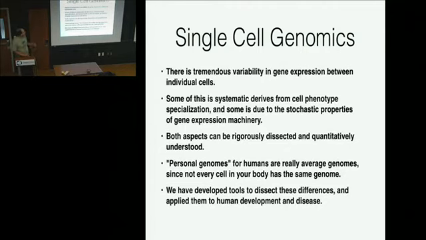And I'll give you a few examples in a couple of slides, but one of the very first things that one realizes is that there's an enormous amount of variability in gene expression between individual cells, even if they're nominally identical, if they're clonally related, and you're looking at boring genes. You see a huge amount of variation. Some of this is systematic variation, and it derives from the cell's fate choices, its phenotype, whether it's a heart cell or a lung cell. And some of it is statistical, due to the stochastic properties of the gene expression machinery. I'm going to talk about both of these aspects and try and dissect them a little bit for you.